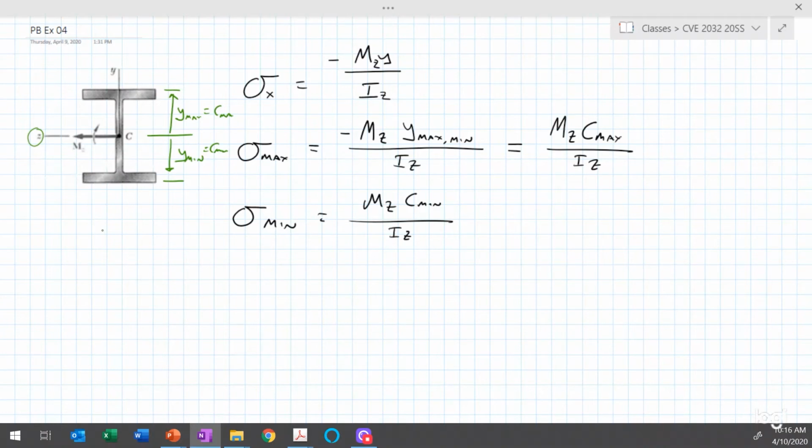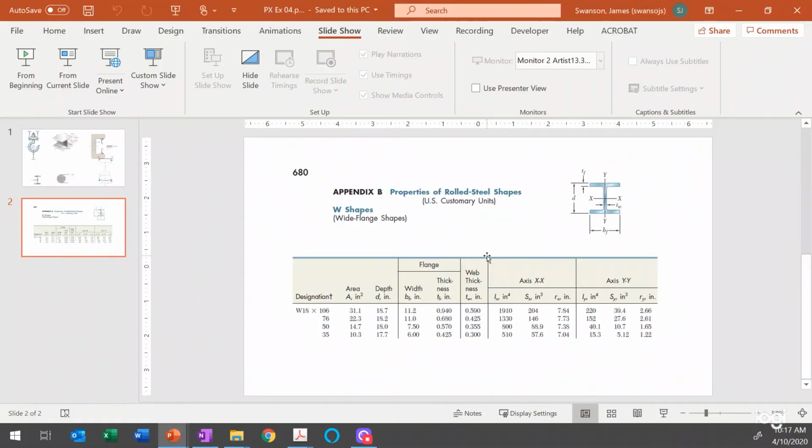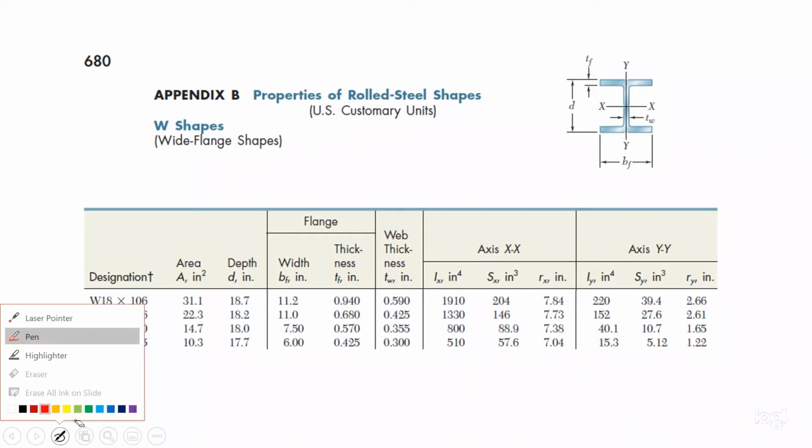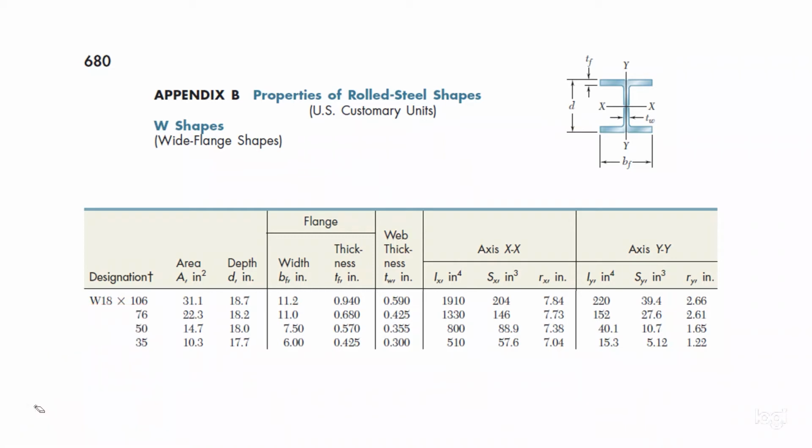All right. Now, the next thing that we need is to know what the moment of inertia is. So I'll go to our table here for that moment of inertia. And this is basically the same table that we had on the first page. So a couple of things to know. We're looking at a W18 by 106.